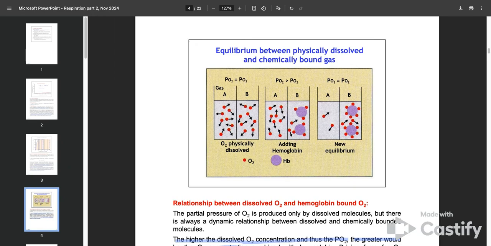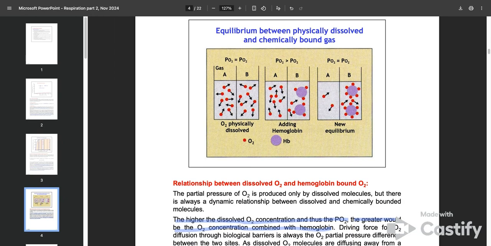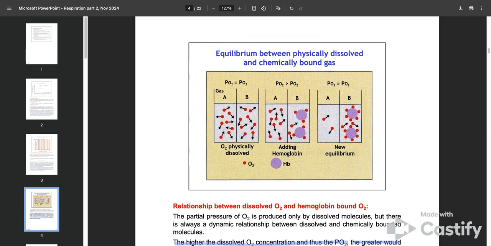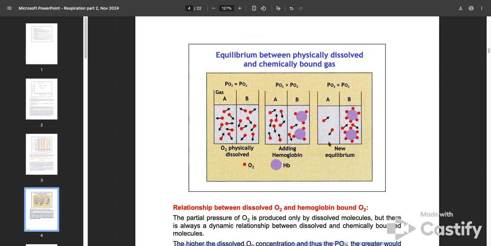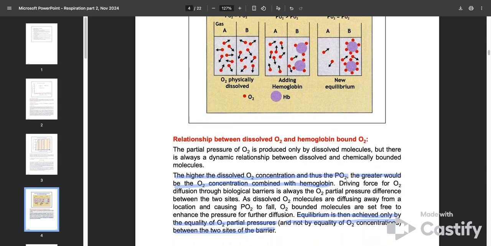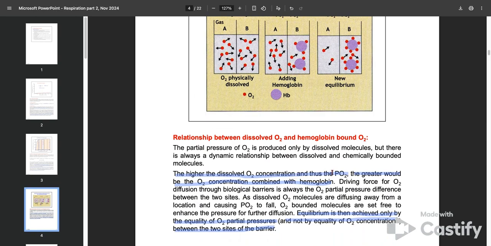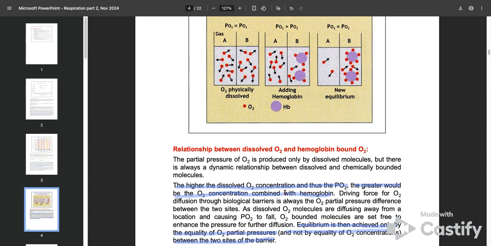This basically shows that the concentration in the last container in B would be more than A. So the higher the dissolved oxygen concentration, and thus the partial pressure of oxygen, the greater would be the oxygen concentration combined with hemoglobin.